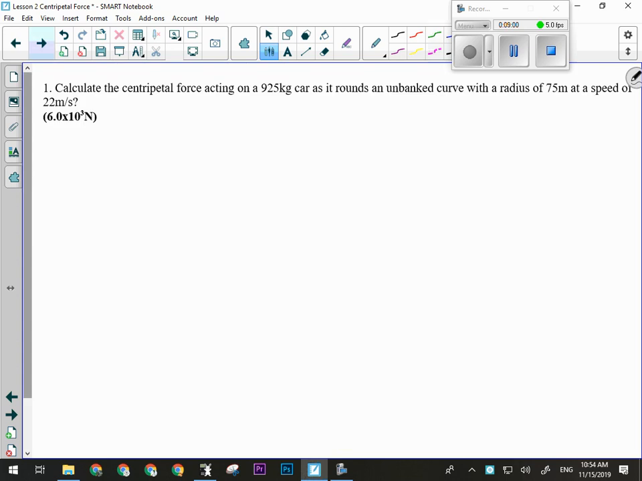I'm going to have you work on some centripetal force questions from the digital workbook here. They're not all going to be unbanked corners. There's going to be different types of situations in there. So you're going to be determining what force is acting as a centripetal force in those situations.